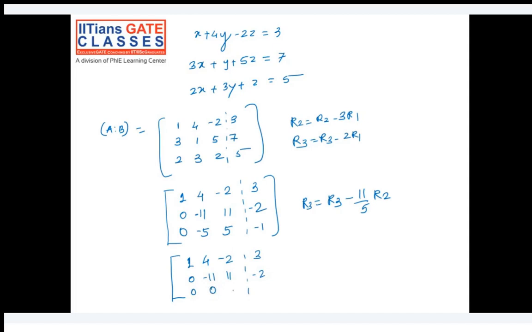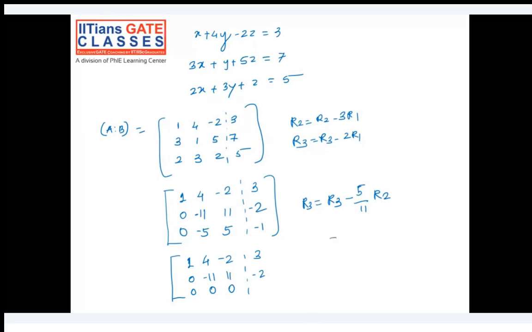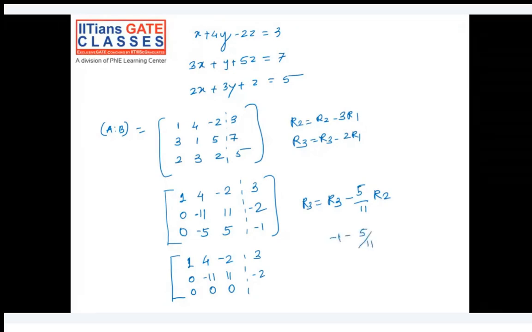Yes, sorry, it's 5 by 11. Correct, thank you. Because we have to multiply with the 5 and then subtract. So minus 5 by 11 times R2. So R3 is minus 1 minus 5 by 11 times minus 2. So it is minus 1 plus 10 by 11. So how much will you get? It's minus 1 by 11.